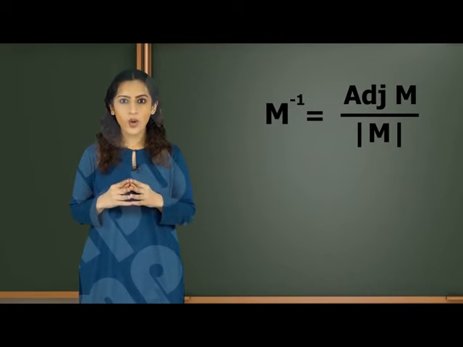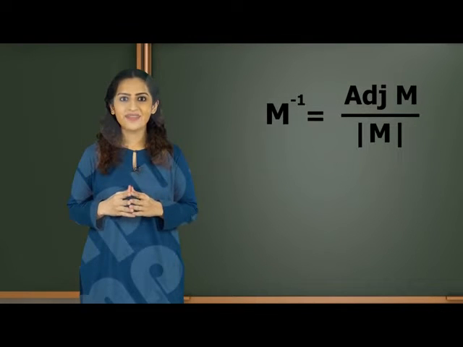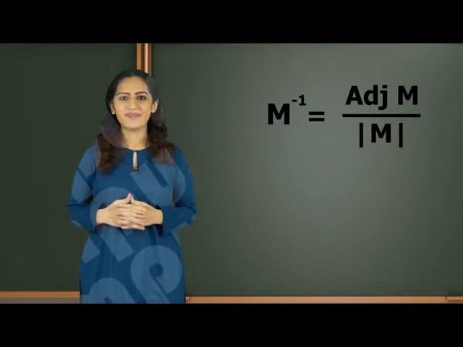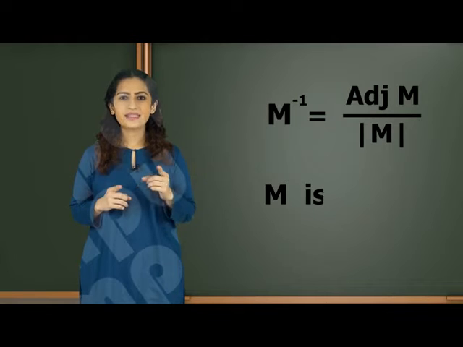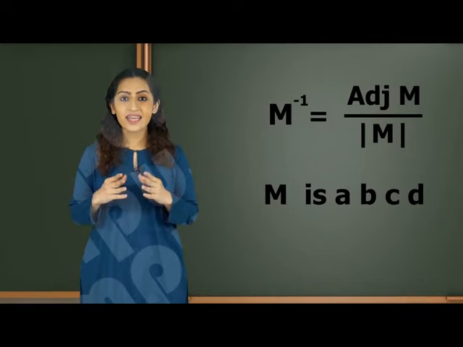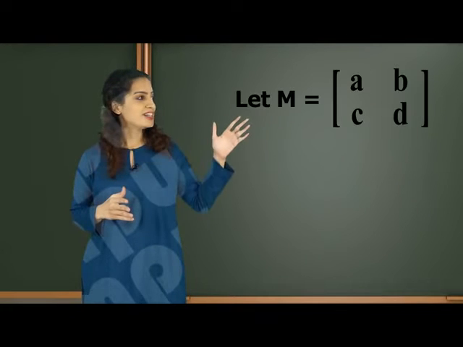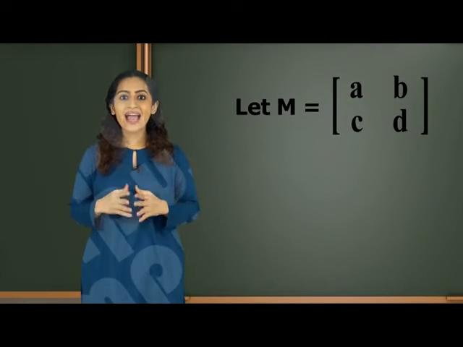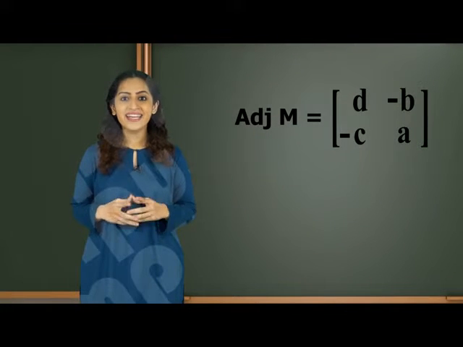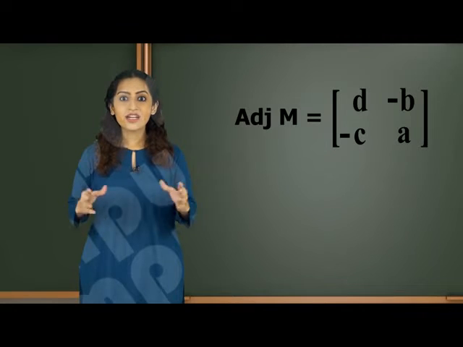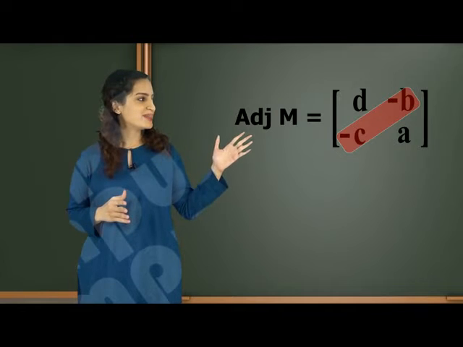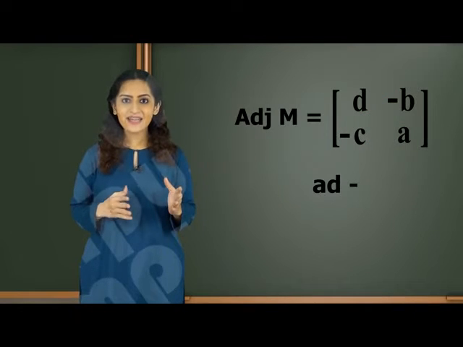If M is a square matrix, then the inverse of M is given as the adjoint of M divided by the determinant of M. If M is [a, b; c, d], then its adjoint is obtained by interchanging the diagonal entries and changing the signs of the other entries. The determinant can be found by the cross multiplication of these two minus these two, that is ad minus bc.